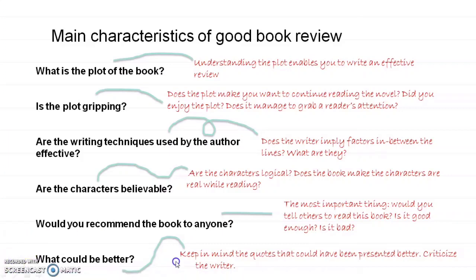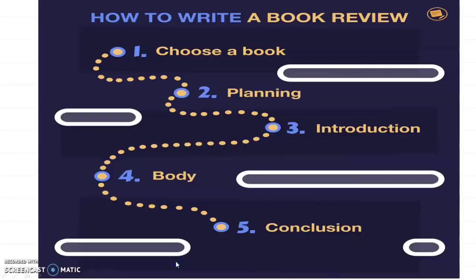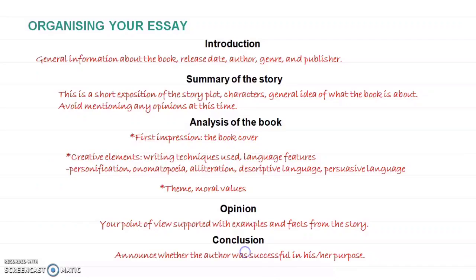Next thing is, this is how to write a book review. First you have to choose a book. Next is what you are going to do. You are going to do a planning where you write a draft of the book review. Next one, introduction, body, conclusion. It's more or less the same as a movie review. So organizing your AC. The first is of course the introduction.